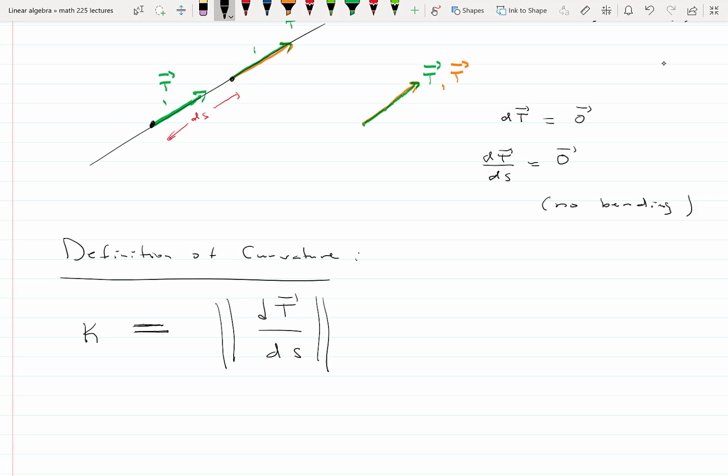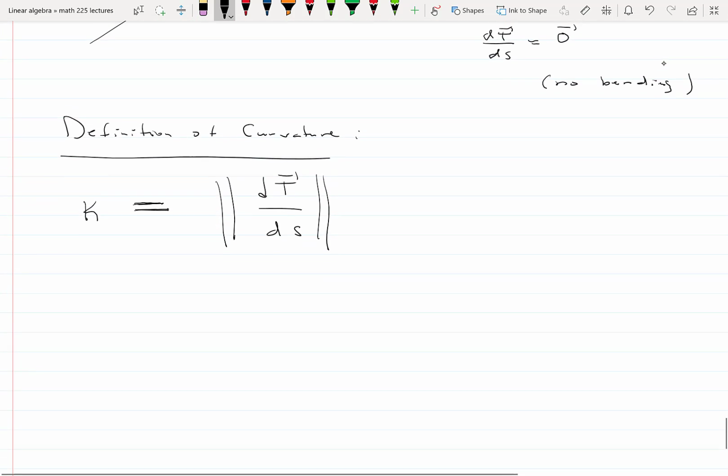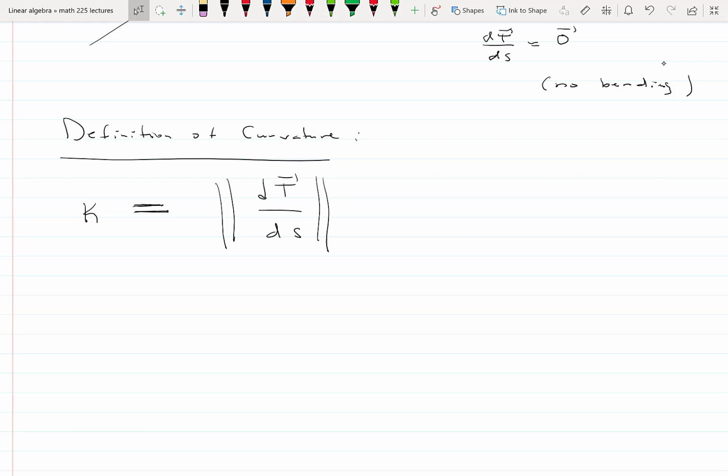Now, there's a problem with this. It's the magnitude of the derivative of your tangent vector with respect to arc length s. But what is our tangent vector very often a function of? Remember our unit tangent vector, from our last section, is the position vector's derivative divided by its length.